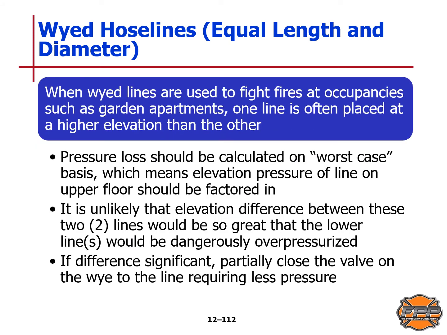When you have wyed hose lines of equal length and diameter, and these are used to fight fires at occupancies such as garden apartments, one line is often placed at a higher elevation than the other. The pressure loss should be calculated on the worst case basis, which means the elevation pressure of the line on the upper floor should be factored in. It is unlikely that the elevation difference between these two lines would be so great that the lower line would be dangerously overpressurized. If the difference is significant, partially close the valve on the wye to the line requiring less pressure.